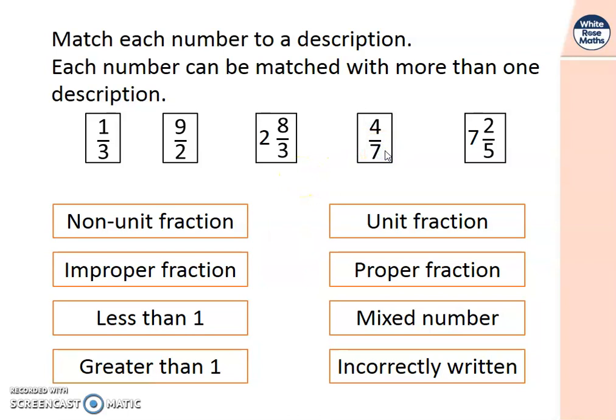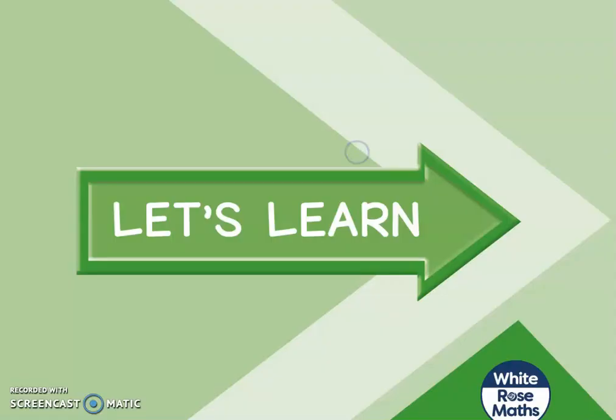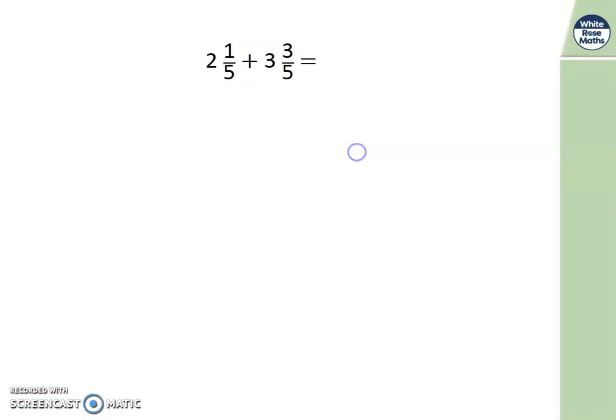Moving along then to 4/7. 4/7 is less than 1 whole one because 7/7 would be a whole one. It is a proper fraction because it's less than a whole one. And it is a non-unit fraction because the numerator is not 1. Lastly, 7 2/5. You should have spotted it is greater than 1 whole one, and it is a mixed number. It is made up of whole ones and leftover fractions. Let's put all that into our learning today.